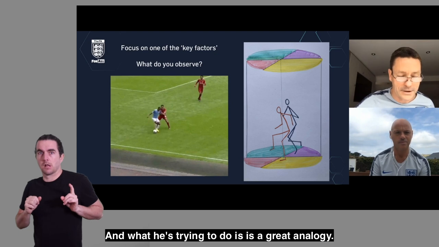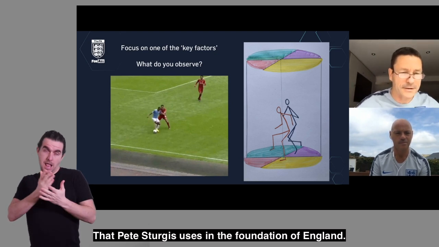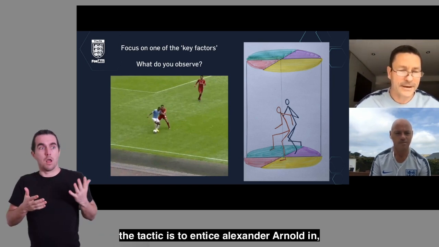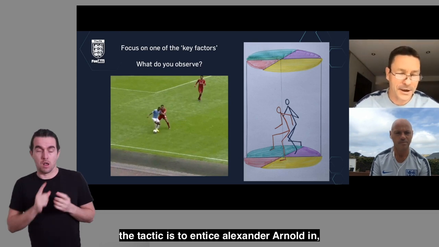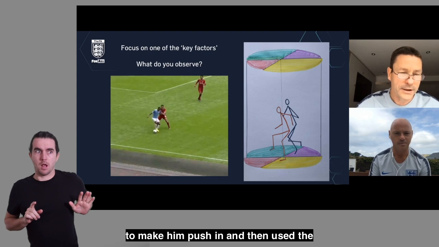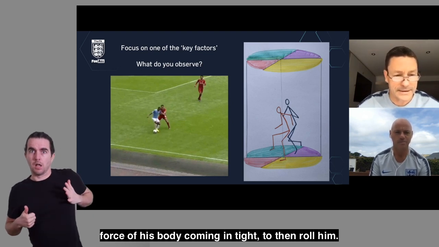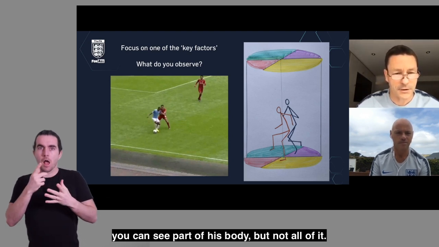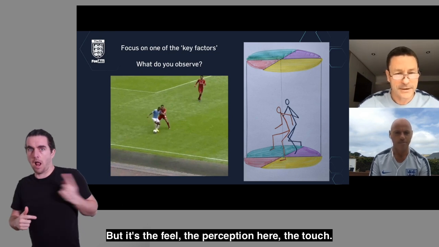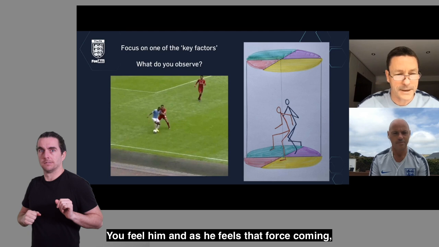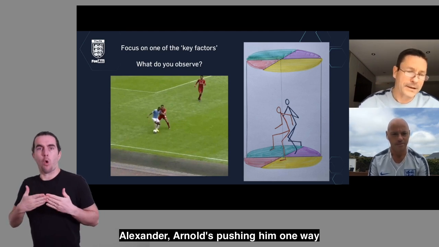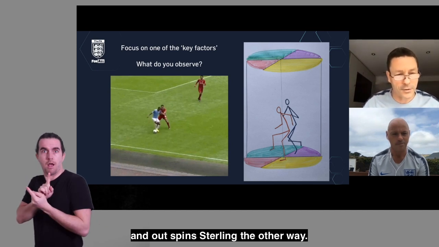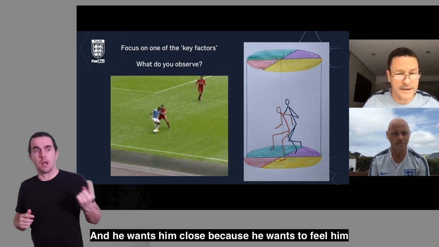What he's trying to do is a great analogy that Pete Sturgess uses in the foundation thing: a revolving door. The tactic is to entice Alexander-Arnold in, to make him push in, and then use the force of his body coming in tight to roll him. Here you can't necessarily scan. You see part of his body, but not all of it. But it's the feel, the perception, the touch. You'll feel him, and as he feels that force coming, it's like a revolving door. Alexander-Arnold's pushing in one way and Sterling outspins him the other way. He wants him close because he wants to feel him and he wants to go.